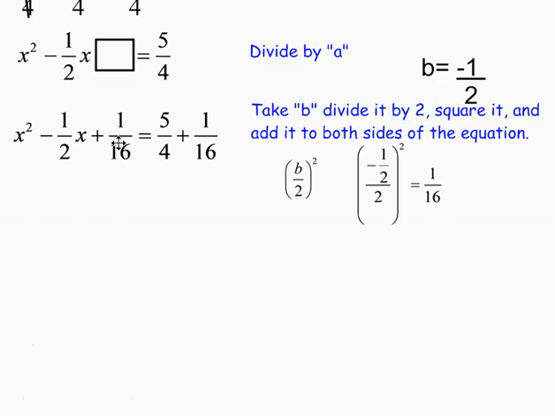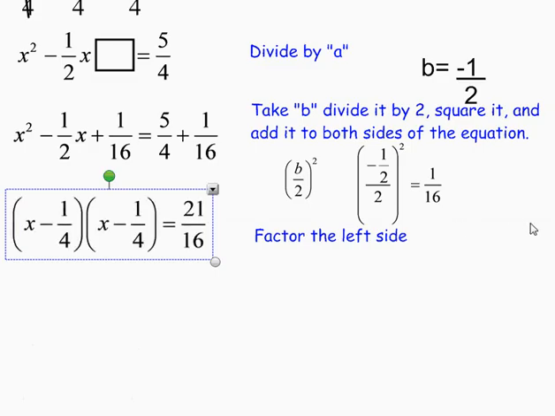So I add 1/16 on the left side to complete the square, and then, to keep the equation balanced, I have to add 1/16 to the other side. So now I get a perfect square trinomial on the left side. So the left side, I could factor, and I get two factors that are exactly the same. And the reason why I get two factors that are exactly the same is because that's a perfect square trinomial. And if you don't get two factors that are exactly the same, you're doing it wrong.